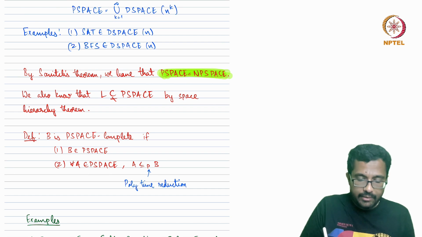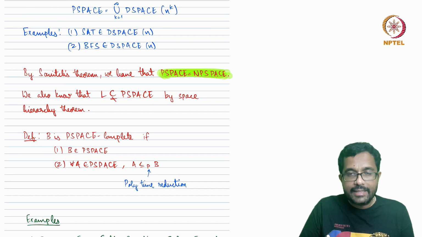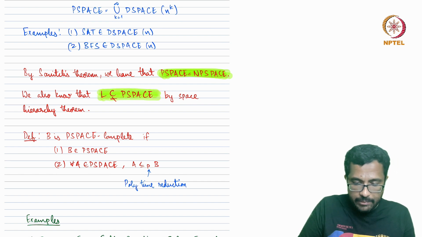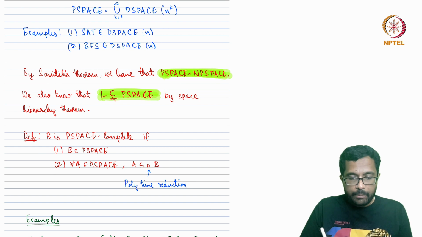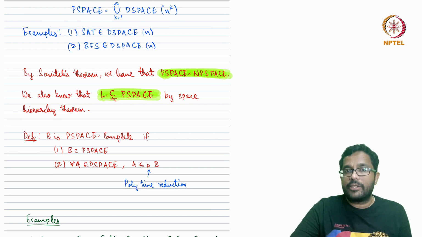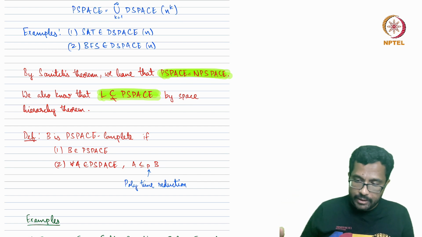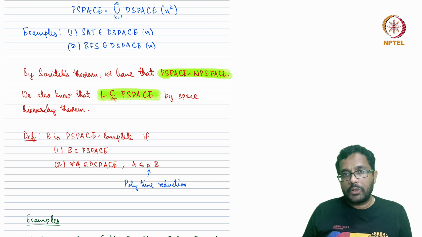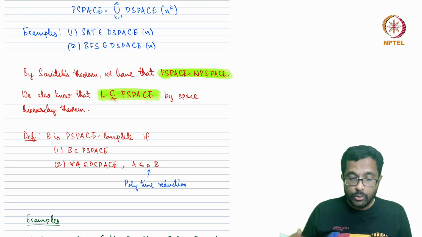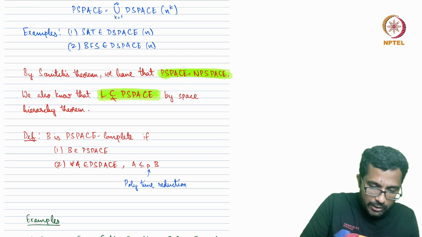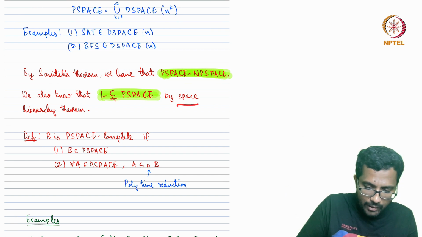L is not contained. L is a strict subset, or a proper subset, of PSPACE, right? L is log space and P is PSPACE. This is a proper subset, meaning we know that there are languages that are in PSPACE but are not in L. Meaning there are languages that require more than logarithmic space but less than polynomial space, right? We know that there are such languages. This is by something called the space hierarchy theorem.